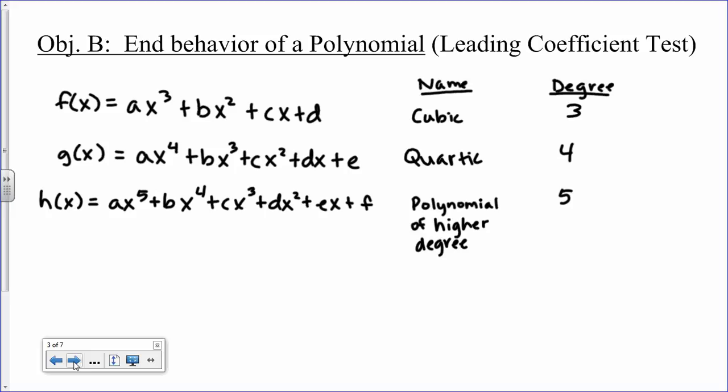X to the 4th, that's a quartic, it's degree 4. And then once you get past that, we'll just say polynomial of higher degree. So like this x to the 5th, it's a polynomial of 5th degree. So this is just when we write them out, we start with a and then go to as many letters as we need.